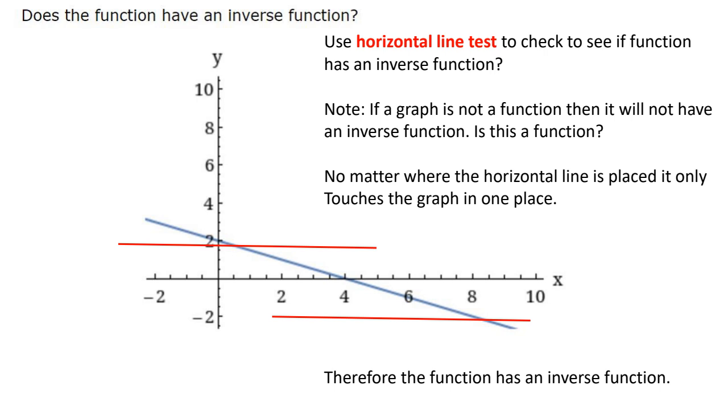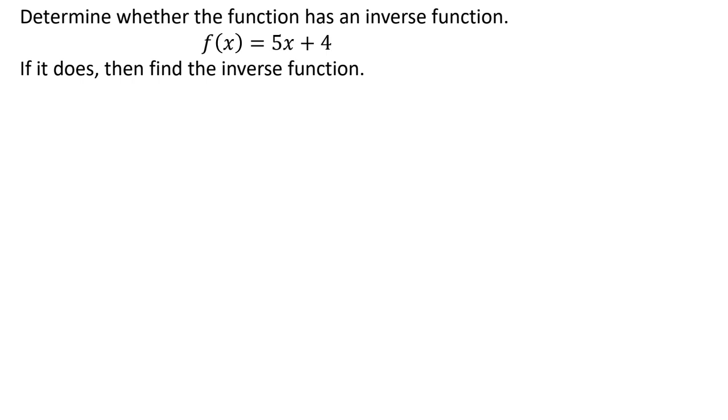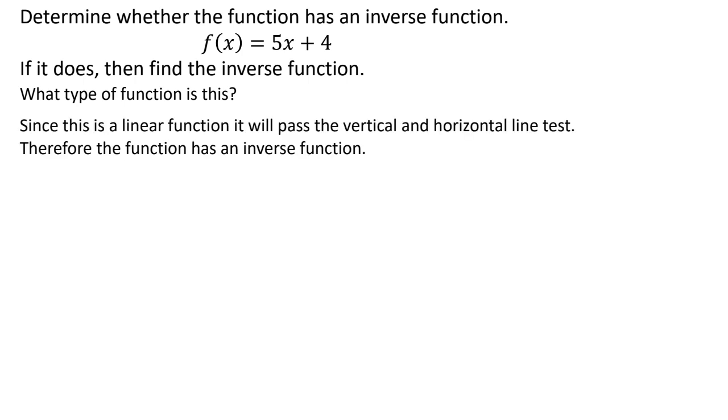So let's look at this problem: determine whether the function has an inverse, and if it does, let's find the inverse. I know by looking at it that this is a line because it's in the form mx plus b, so I know it's going to pass my vertical line test. One of the ways to help us is knowing what type of function this is. Hopefully at this point we recognize that it's a linear function, and it will pass the vertical line test and the horizontal line test.